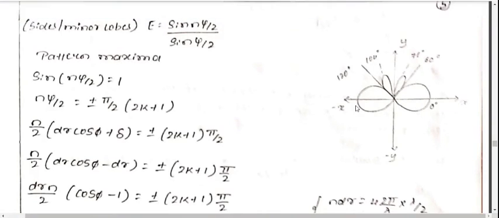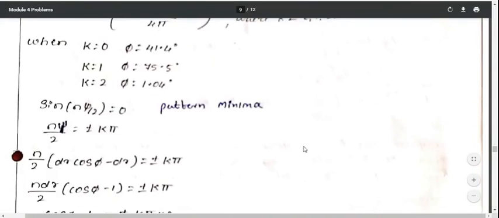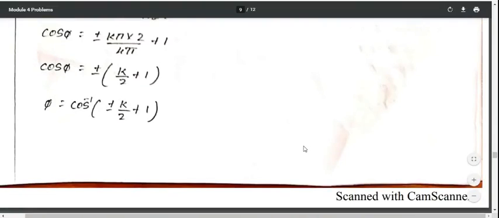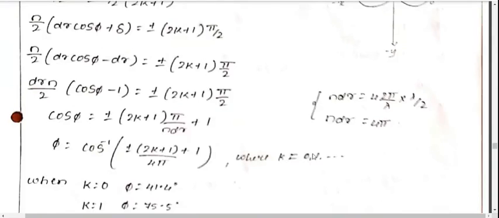And we have also mentioned that at 60 degree we'll be having the first null. Okay, the first null at 60 degree, plus or minus 60 degree. That's why it has been given here as 60 degree. Okay, right. This is how we are able to find the pattern maxima and pattern minima here.